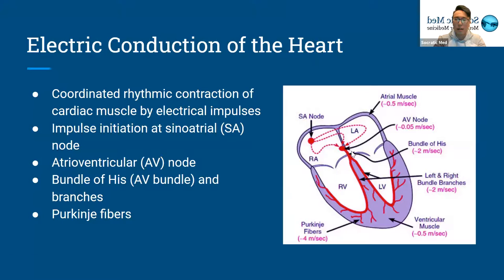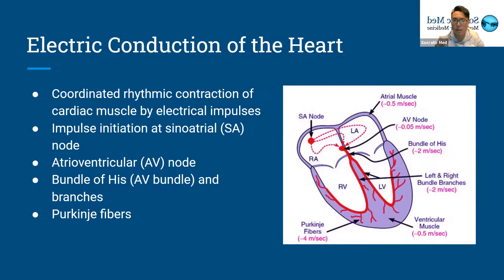And then the signal stops there for a few moments while the atria fill up, and once they fill up, the blood is sent to the ventricles, and this is when the bundle of His, otherwise known as the AV bundle, will branch off onto the ventricles on each side. It'll split into the right and the left ventricles, and then break off further into the Purkinje fibers that will distribute the signal to the rest of the muscle in the ventricle.